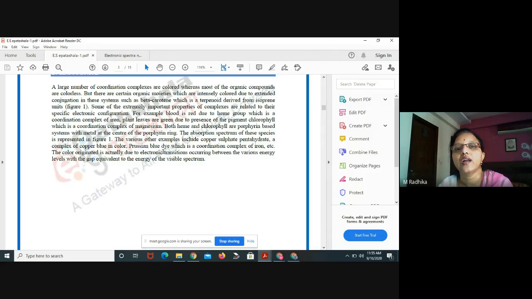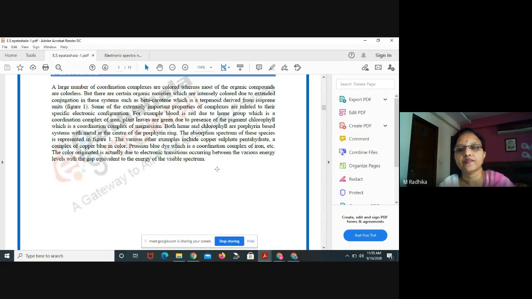So all these are due to the electronic transition. The electron is moving from low energy to high energy. During this, it is absorbing the energy from the visible light. Because of this, it is showing the color. Whatever spectroscopy you are studying, because of this you call it electronic, because the electron is jumping, right? So we call it electronic spectroscopy.